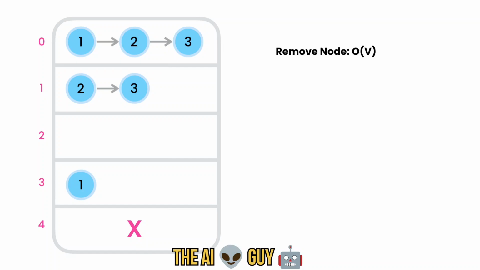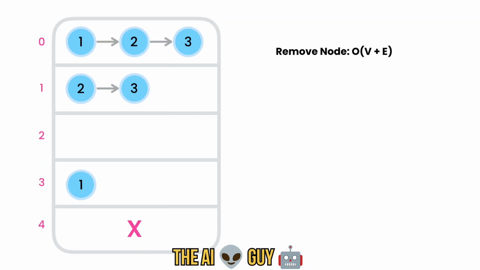Now, in each iteration, we need to remove the target node from each linked list. Removing a node from a linked list is an O(n) operation. But here the number of nodes in each linked list can vary. So how can we calculate the time complexity? Well, we don't really care about the number of nodes in each linked list. In total, if our graph has E edges, we're going to have E nodes across all these linked lists, right? So the time complexity of removing a node is O(V + E).